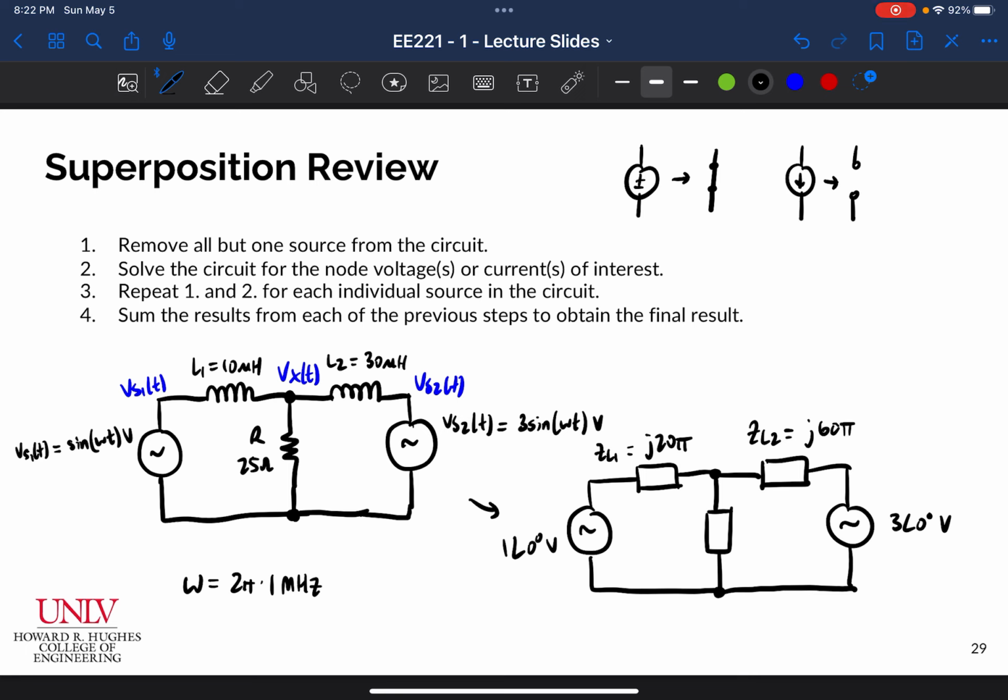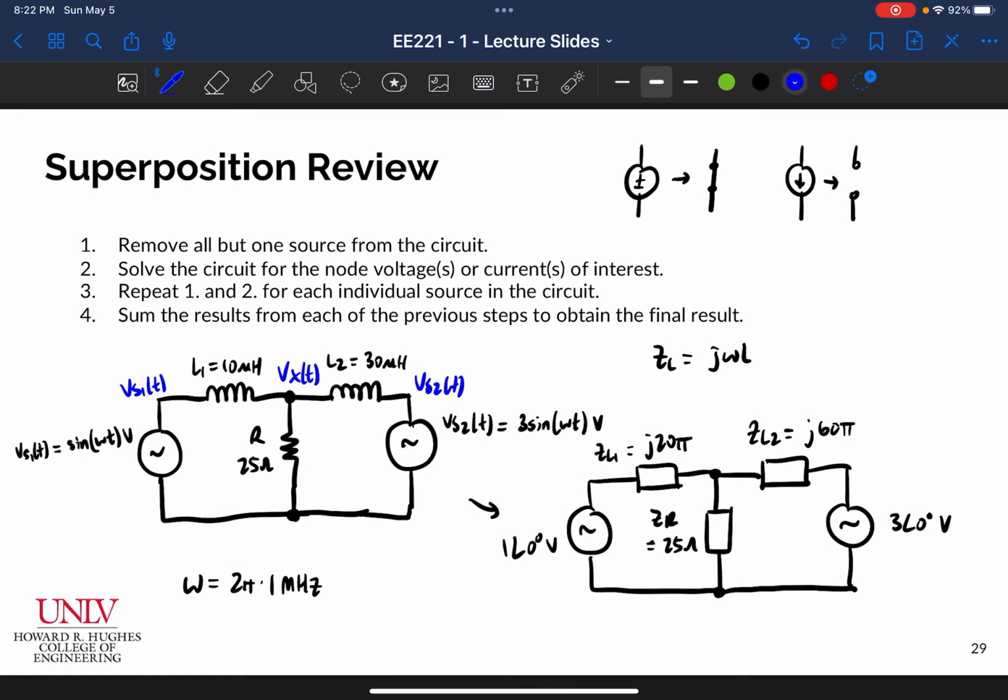I'm basically just saying that my Z for my inductor is equal to j omega L. I know my omega is 2 pi times 1 megahertz, and the megahertz and the microhenries cancel, and I'm just left with very simple mental math, okay? So I'll just write that right there just to keep it there. And then, of course, the impedance of my resistor is just the resistance, so it's still just 25 ohms.